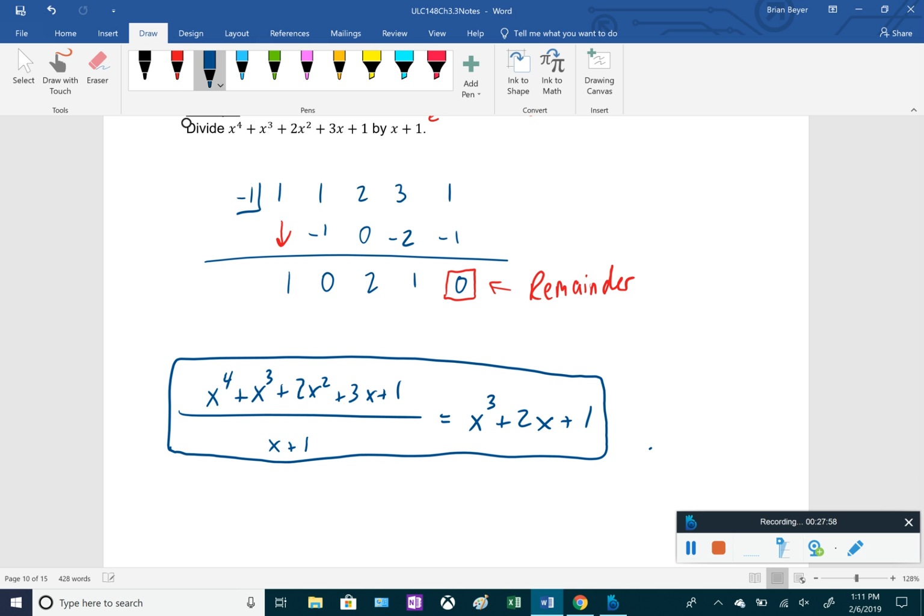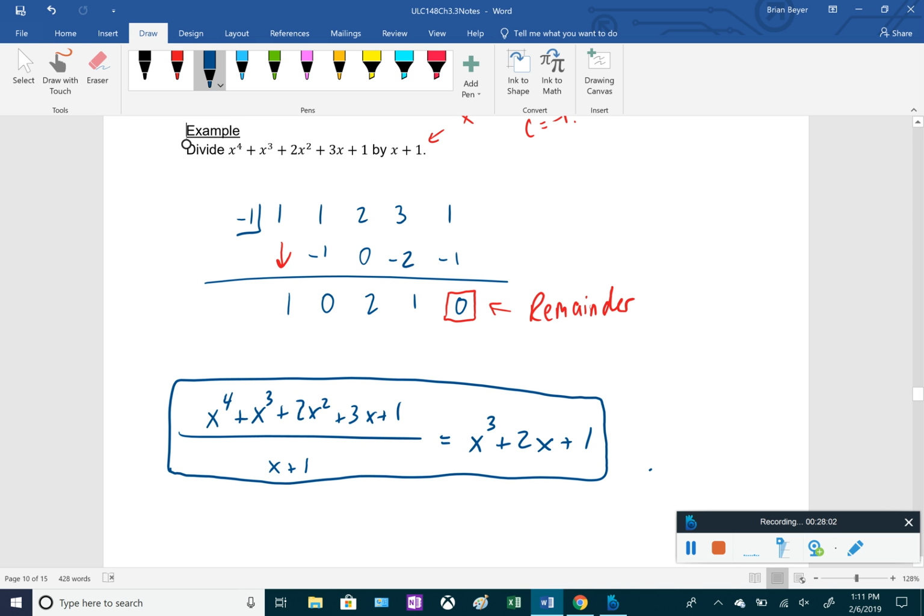So we'll see for the second theorem, what this actually means is that x plus 1 is a factor of that degree 4 polynomial, because we got a remainder of 0 when we divided it.